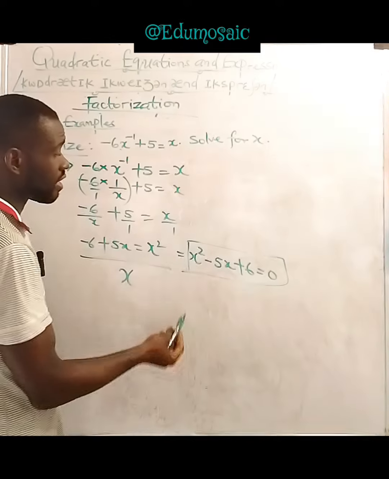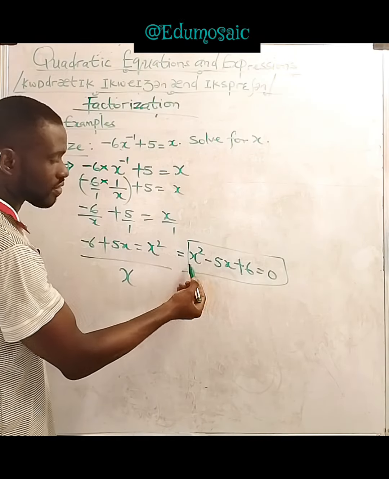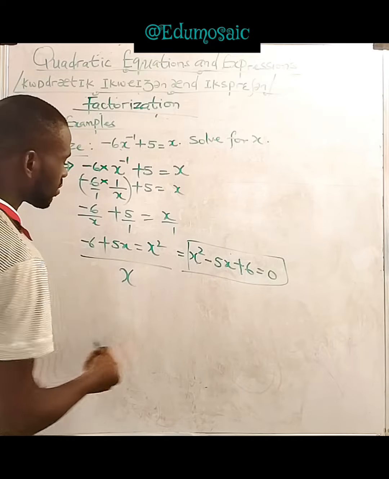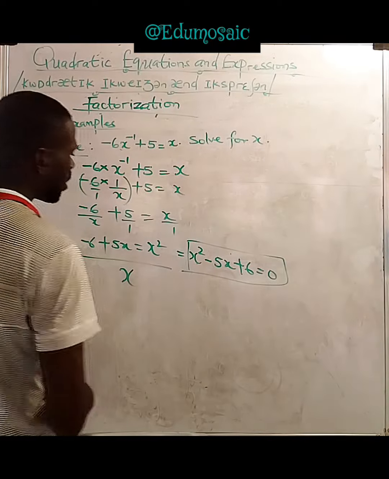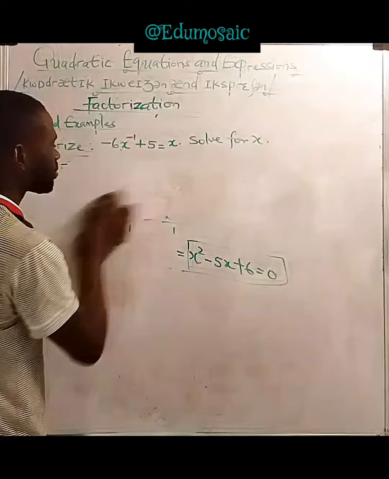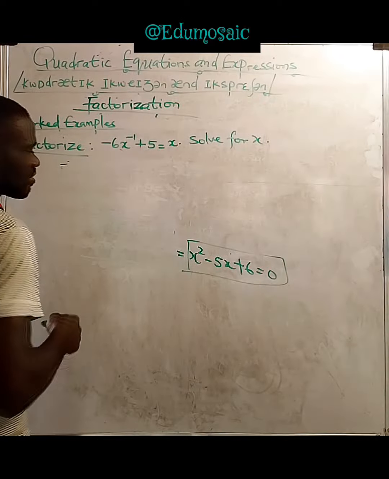And in this quadratic, the highest power is plus 2. And you can see it's well written out. x is power 2, x is power 1, x is power 0. So from here we can solve. Quickly, let's solve. We're going to be using our factorization method from this very point. So let's see what it looks like.